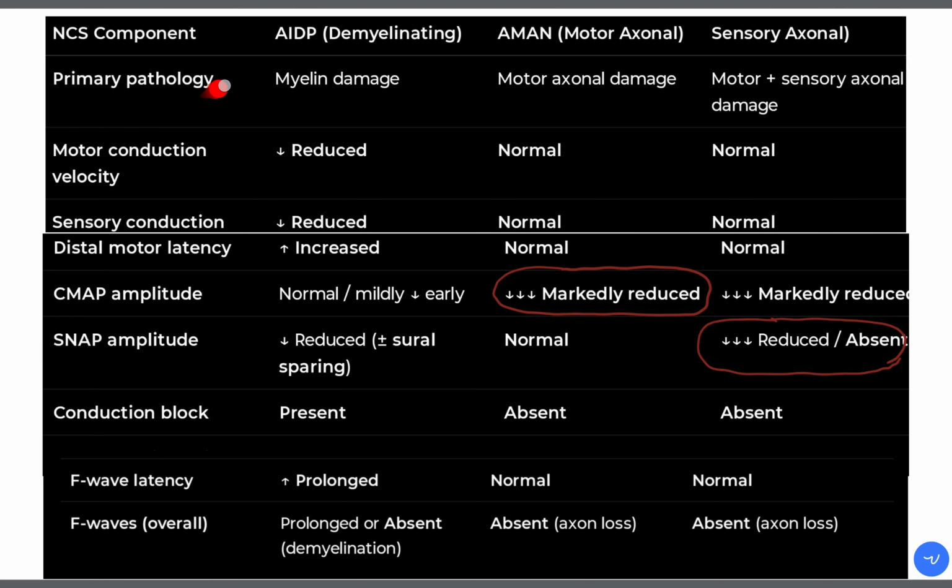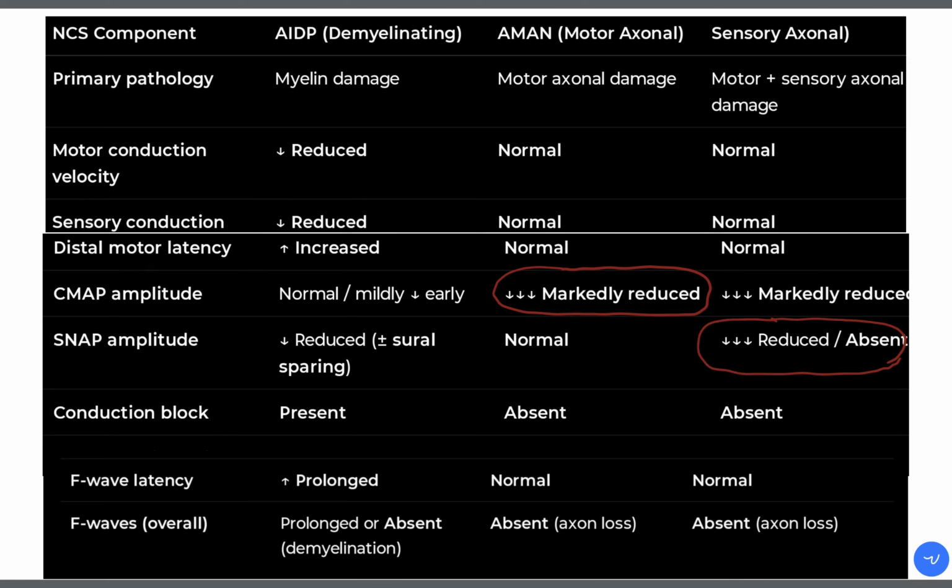Now, the primary pathology we all know. If demyelination is there, we all know that the myelin sheath is important for the conduction velocity. If the myelin is damaged, saltatory conduction will not be possible. Therefore, the conduction velocity will be reduced. Here in AMAN and AMSAN, there is no demyelination. Therefore, the conduction velocity will be normal. Sensory conduction: in AIDP, which is the most common variant of GBS, there is sensory involvement also. Therefore, sensory conduction will also be reduced.